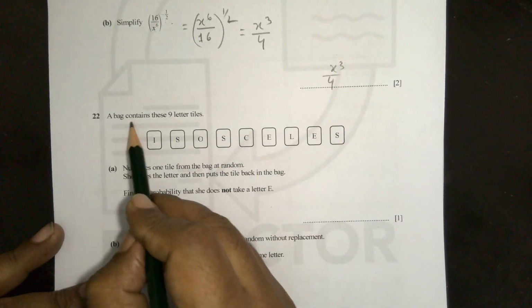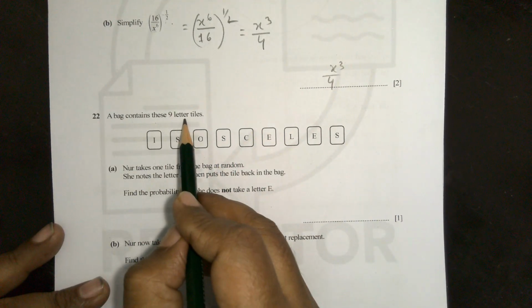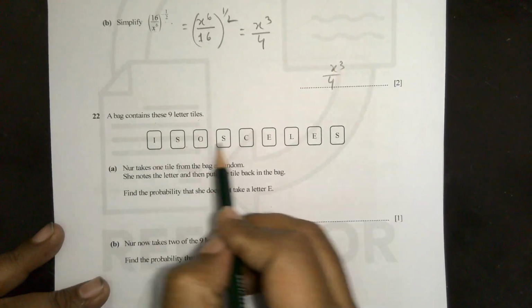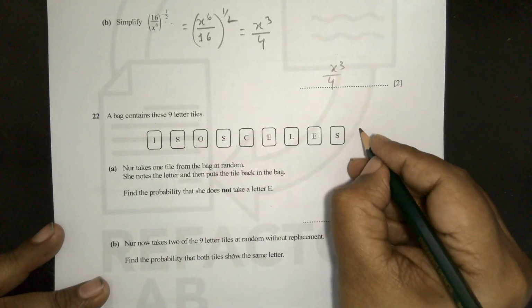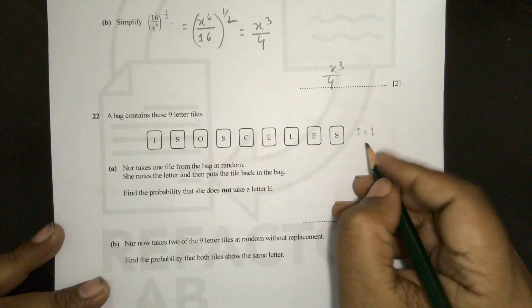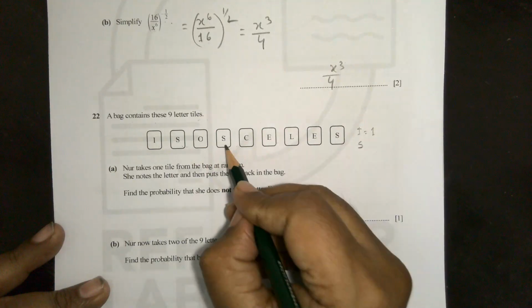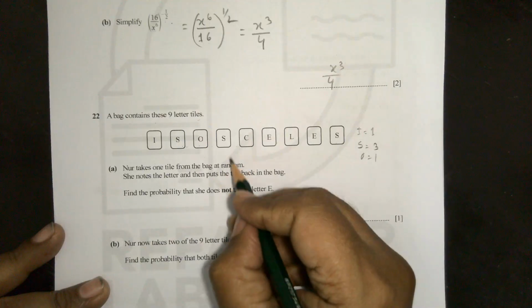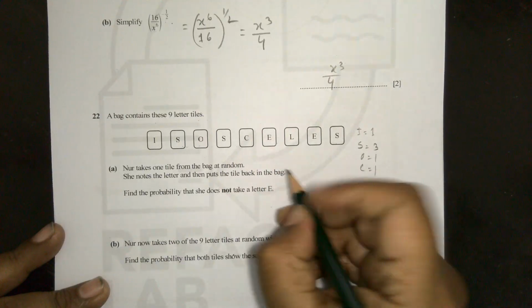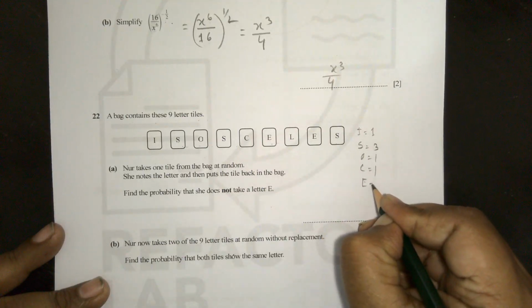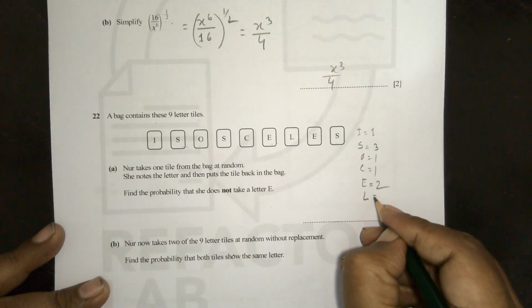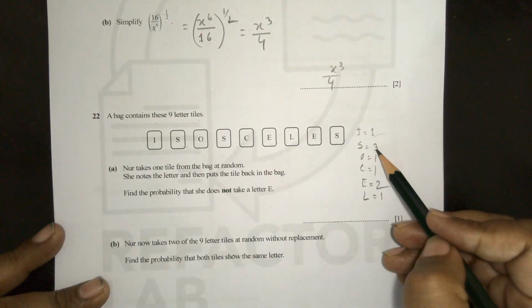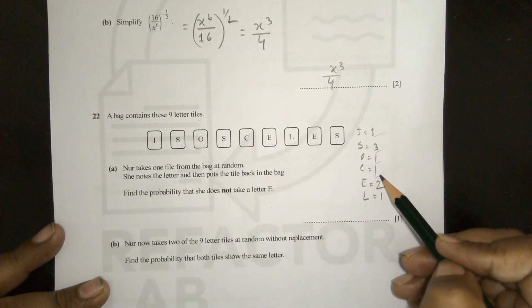Okay, a bag contains these 9 letter tiles. Isosceles. Let's list first. How many I's are there? 1. How many S? 1, 2, 3. So there are 3 S. How many O? 1. How many C? 1. How many E? There's 2. How many L? L is 1. So let's count: 1 plus 3, 4, 5, 6, 7, 8, 9. Okay, we listed all of them.